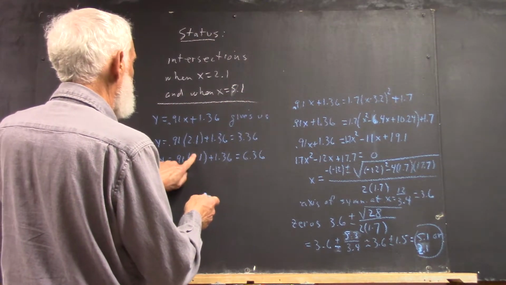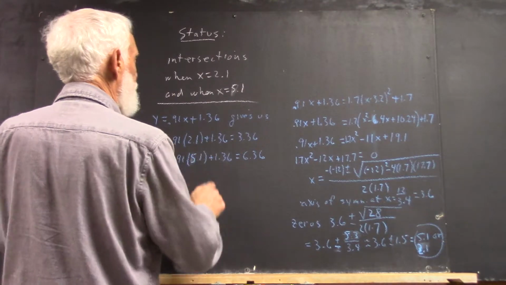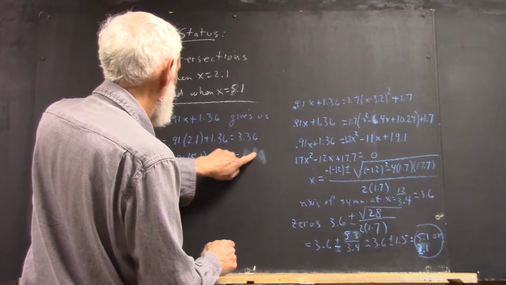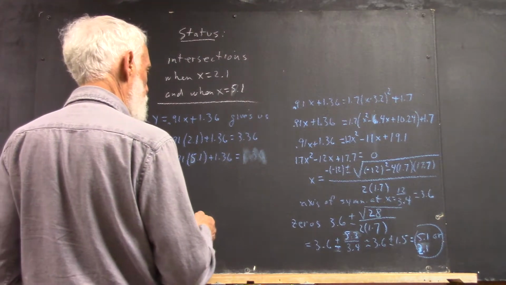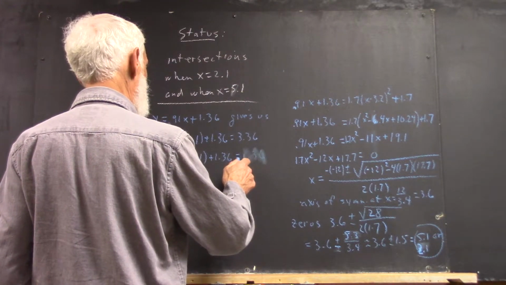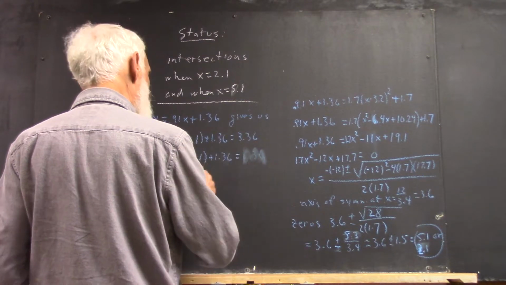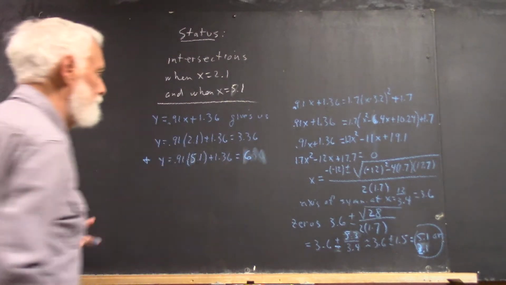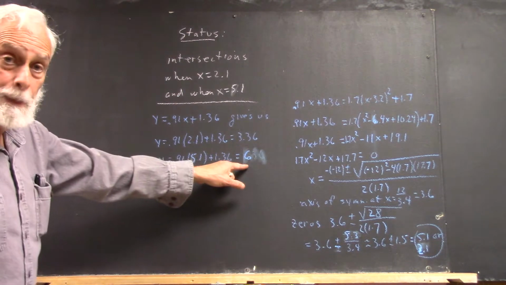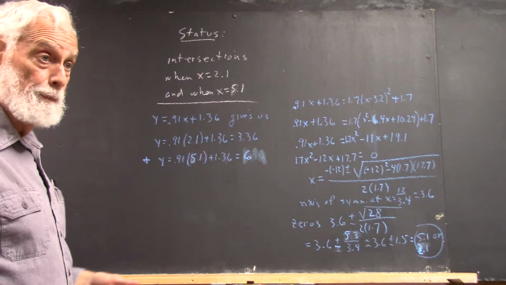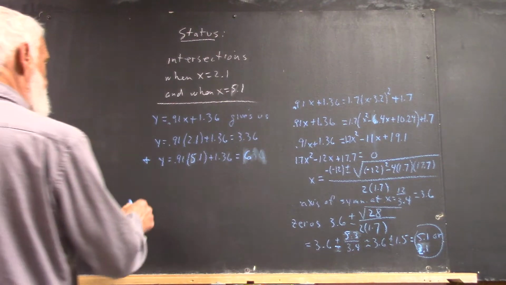So we've got to make this 5.1. So this comes out, that's like 0.46 and 1.4. It's about 6.00. So that's still not bad.